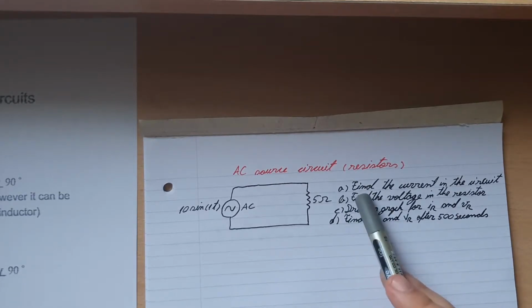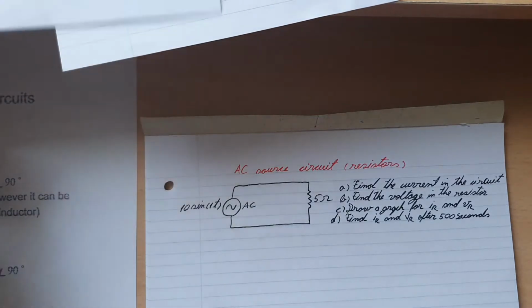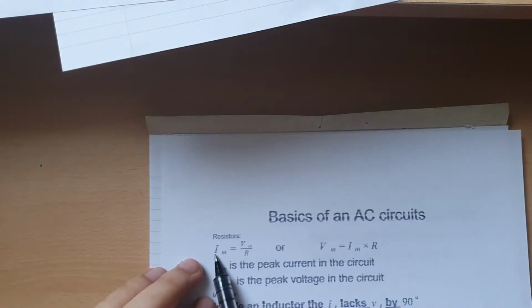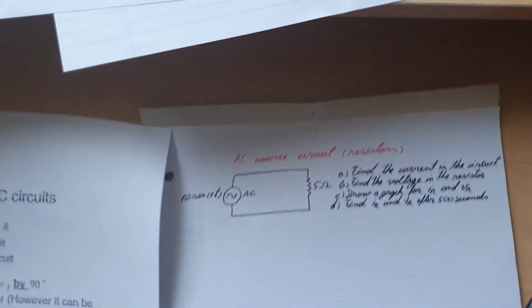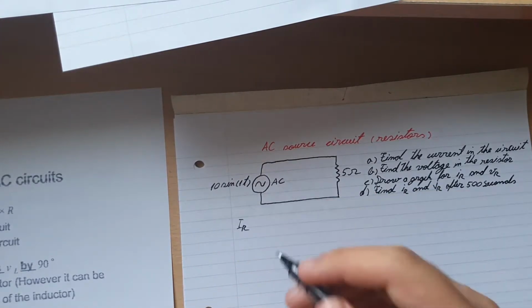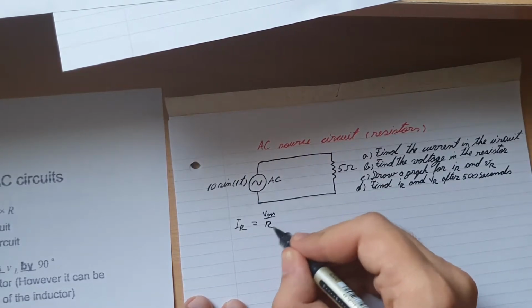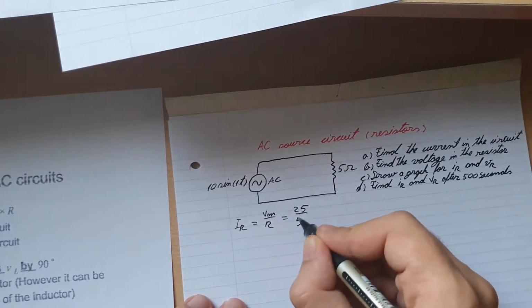What are they asking us? Find the current in the circuit. Well, this should be pretty simple, because the current in the circuit, as we saw from this formula here, because it's only one component, we can simply do the peak current. It's equal to the peak voltage, sorry, IR, the peak voltage divided by the resistance. We can write it as IR, because it's also only one current going through it, it's not splitting up into many currents, so we don't need to worry about splitting up. It's equal to VM divided by R, and that will be equal to 25 divided by 5.